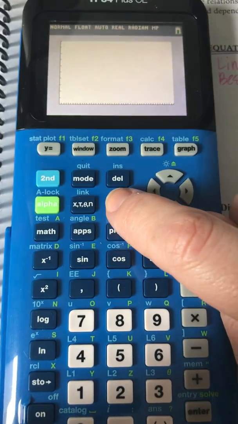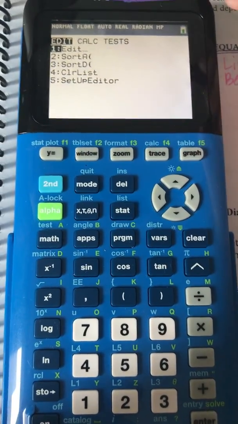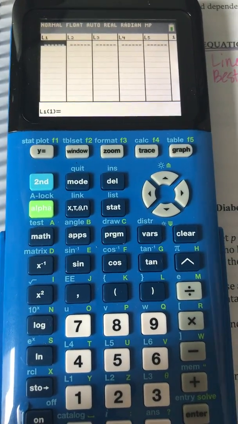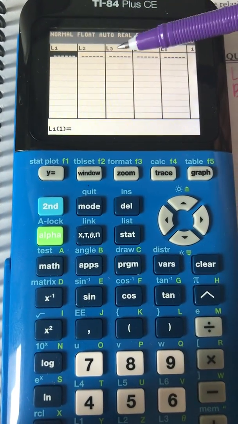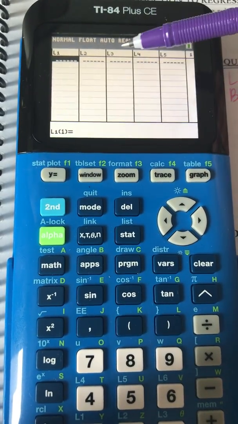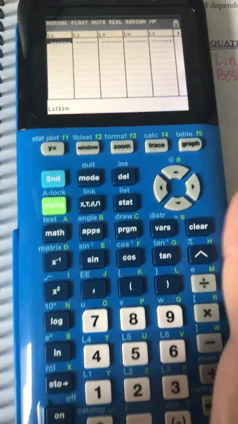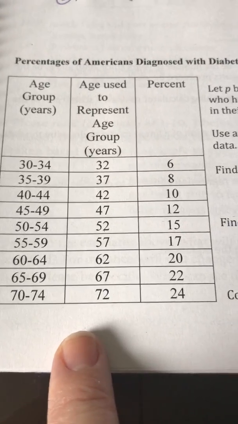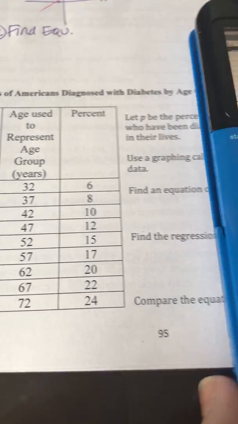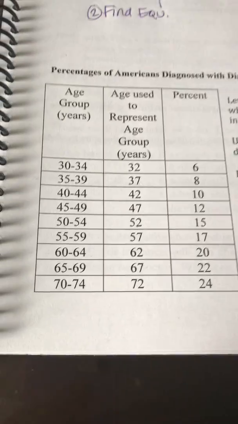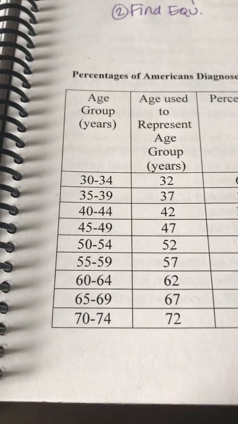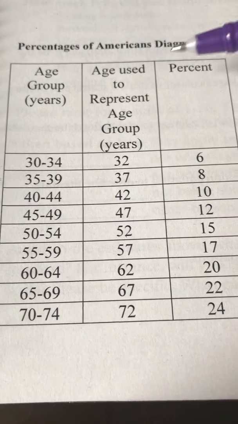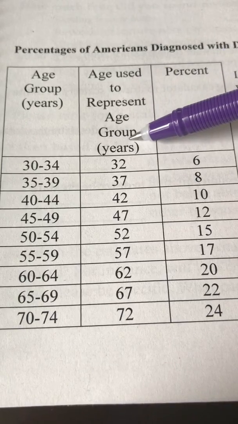So, let's turn this on. We're going to hit stat on our calculator, and you see how it takes us to edit. Hit okay. L1, L2, L3 are list 1, list 2, list 3, and so on. We're going to use the data in this table, the percentage of Americans diagnosed with diabetes by age group. We have each age group listed on the left, and then the age used to represent the group.